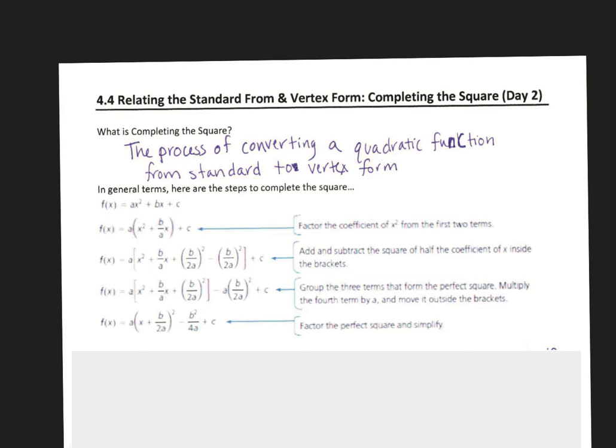When you have an a value, you need to factor out that coefficient. So factor the coefficient of x squared from the first two terms. We talked about we always need to factor out a, whatever a is. Even if a is not the common factor, that's what we pull out. And we pull it out of only the first two terms. Okay, we don't pull it out of c.